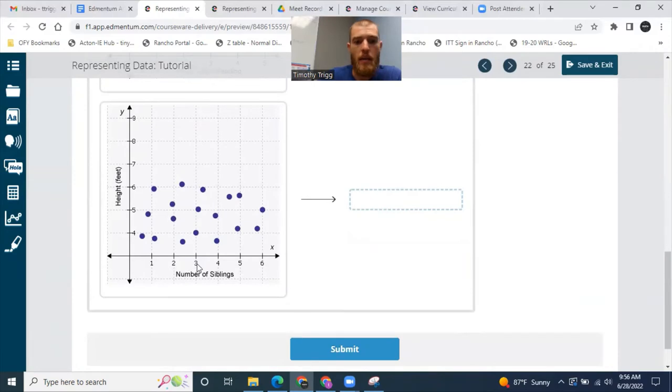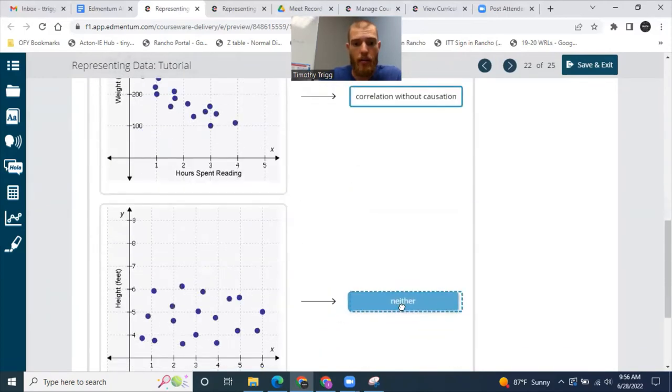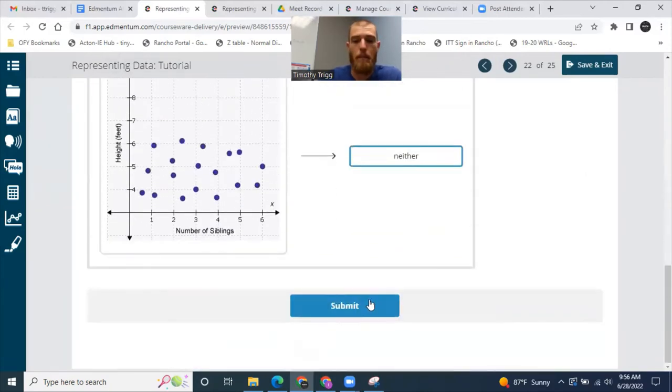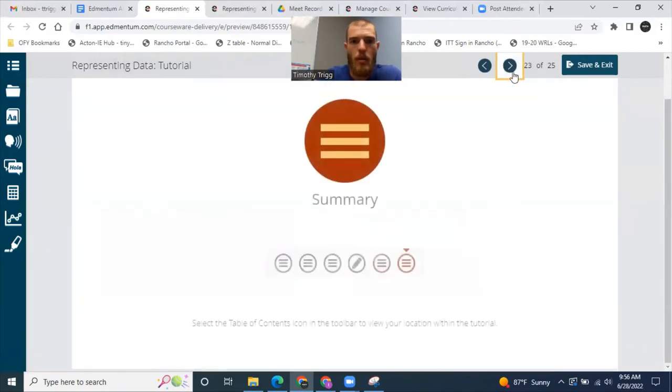This one, the number of siblings you have and how tall you are? Okay. So clearly there's no discernible pattern, no correlation here. So we're gonna go ahead and say that there's no correlation and we'll put neither there, okay? And we got it right, great.